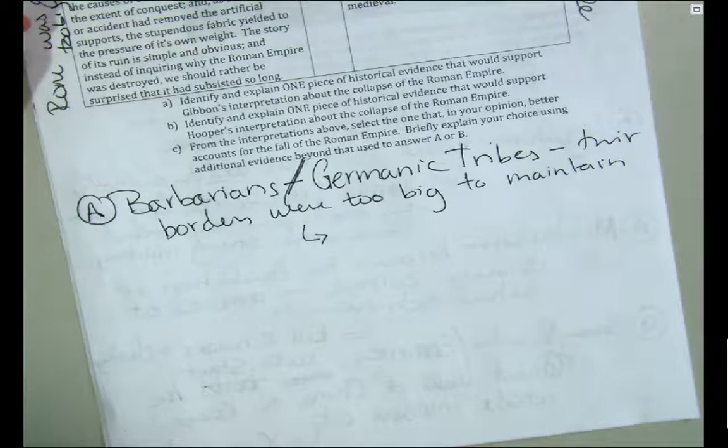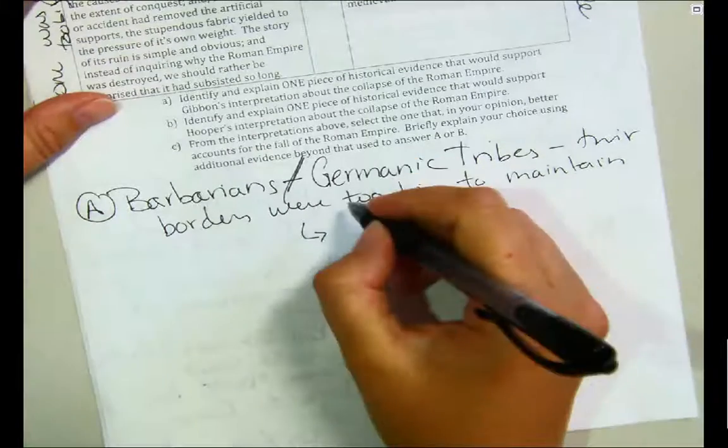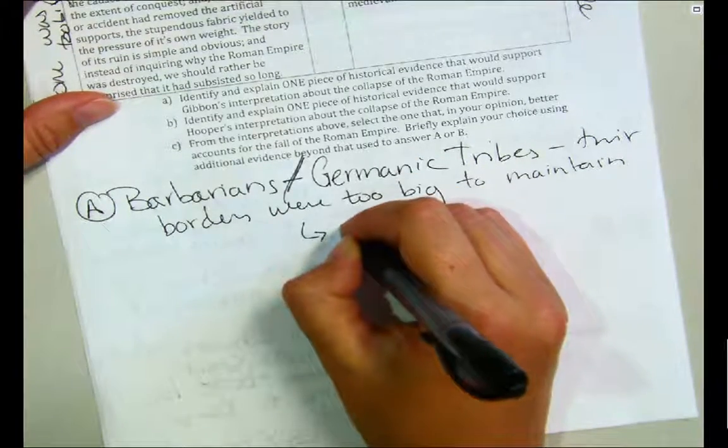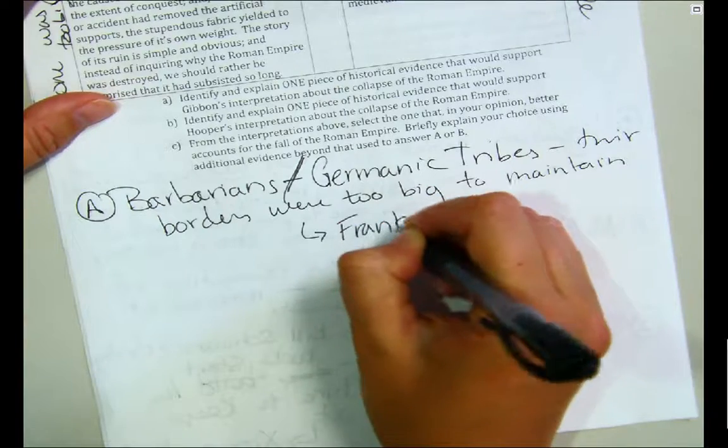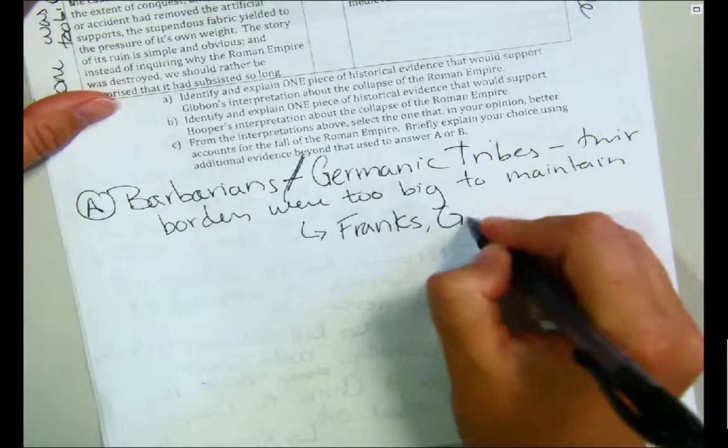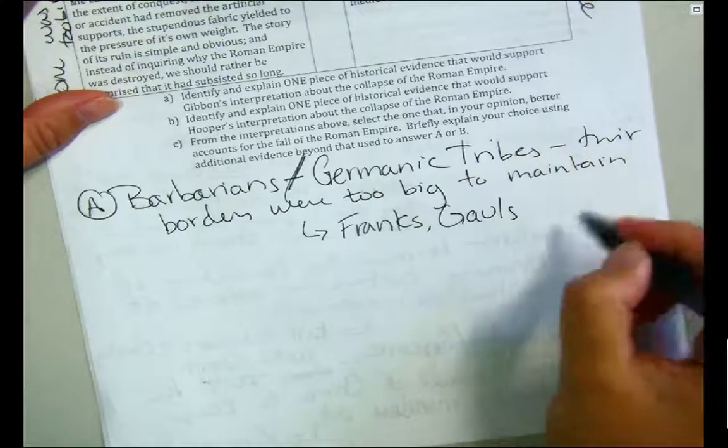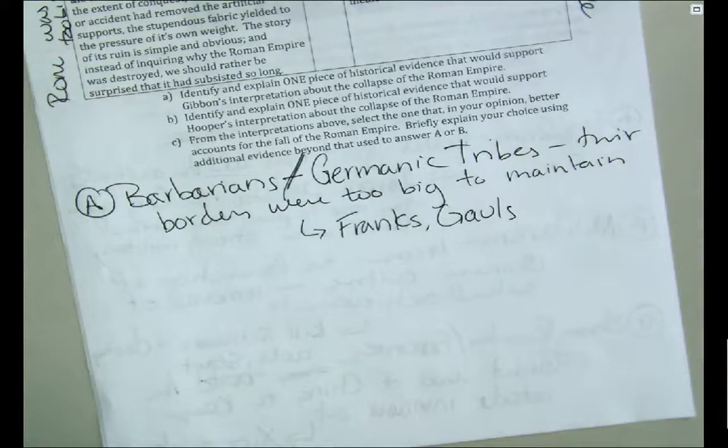And what's our evidence? Can anyone give me one of the barbarians, a specific name? Julius Caesar conquered that region. They call them the Franks, but yeah. The Franks. Okay, the Gauls actually you can use. The Gauls would be your specifics.